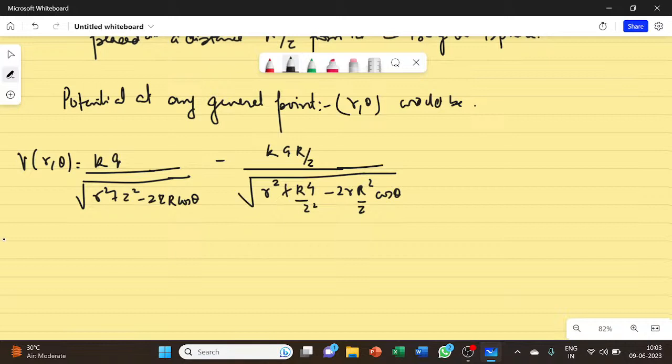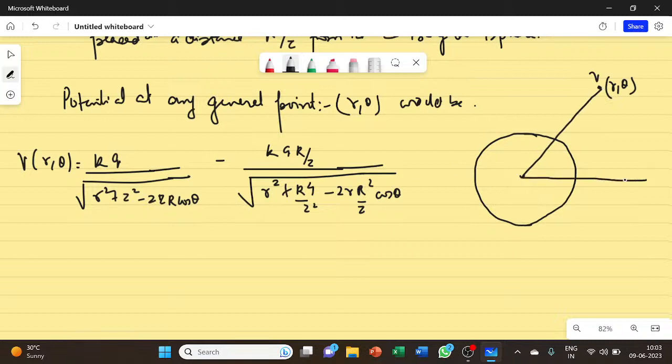So if I want to write it in a better way, this would be it. This will be the potential at any general point. Let's say this is my conducting sphere. At any general point as a function of r and theta, if I want to find my potential, this will be the expression of the potential, because it is now at a distance small r, and this q dash is at 0 comma 0 comma z dash, where z dash is r square upon z, and q is at 0 comma 0 comma z.